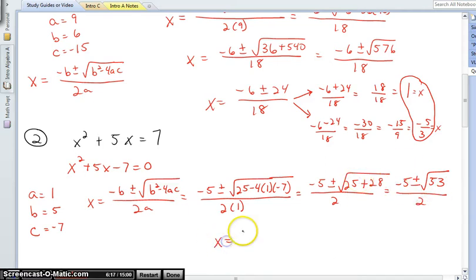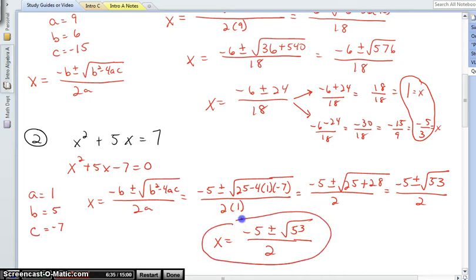So x equals -5 plus or minus the square root of 53 divided by 2. So I need to check if I can break down 53 into anything simpler. And I cannot, so that's my final answer. Remember, my two answers are -5 plus the square root of 53 over 2 and -5 minus the square root of 53 over 2.